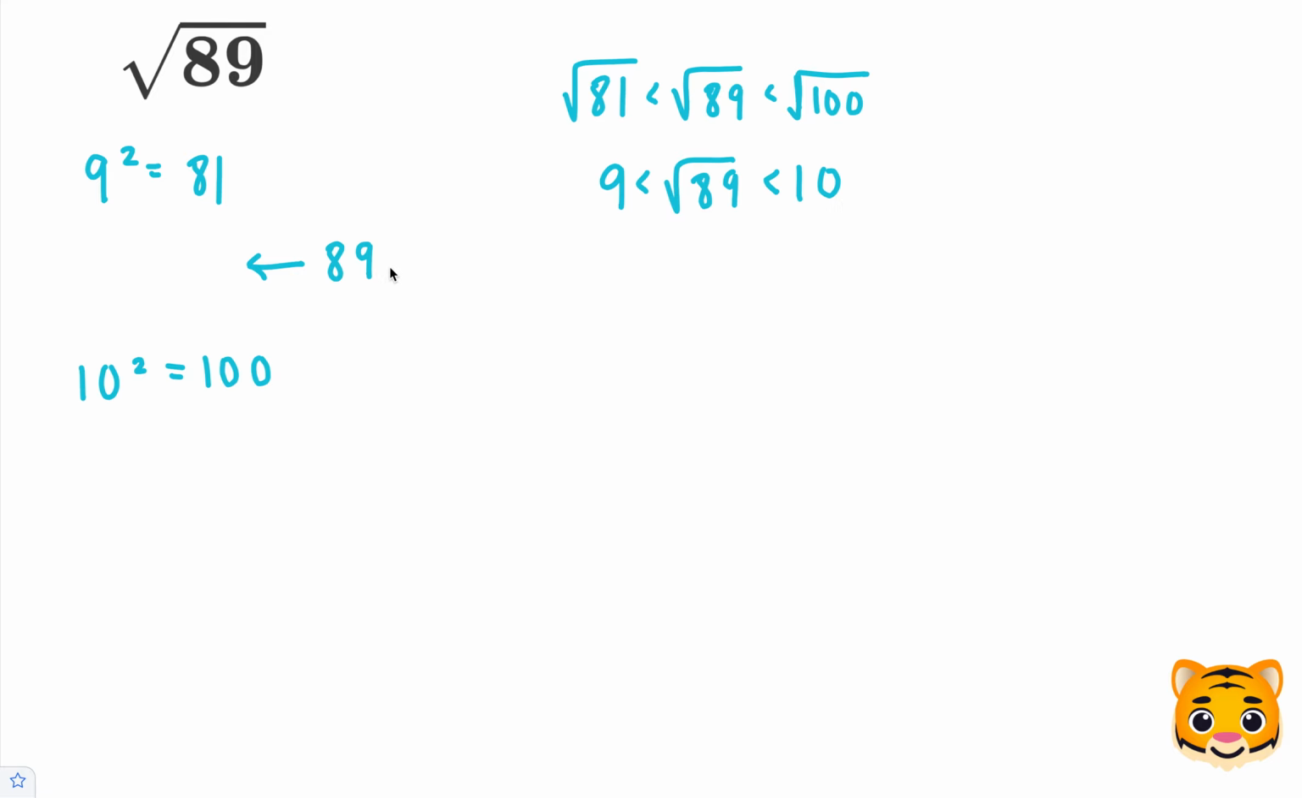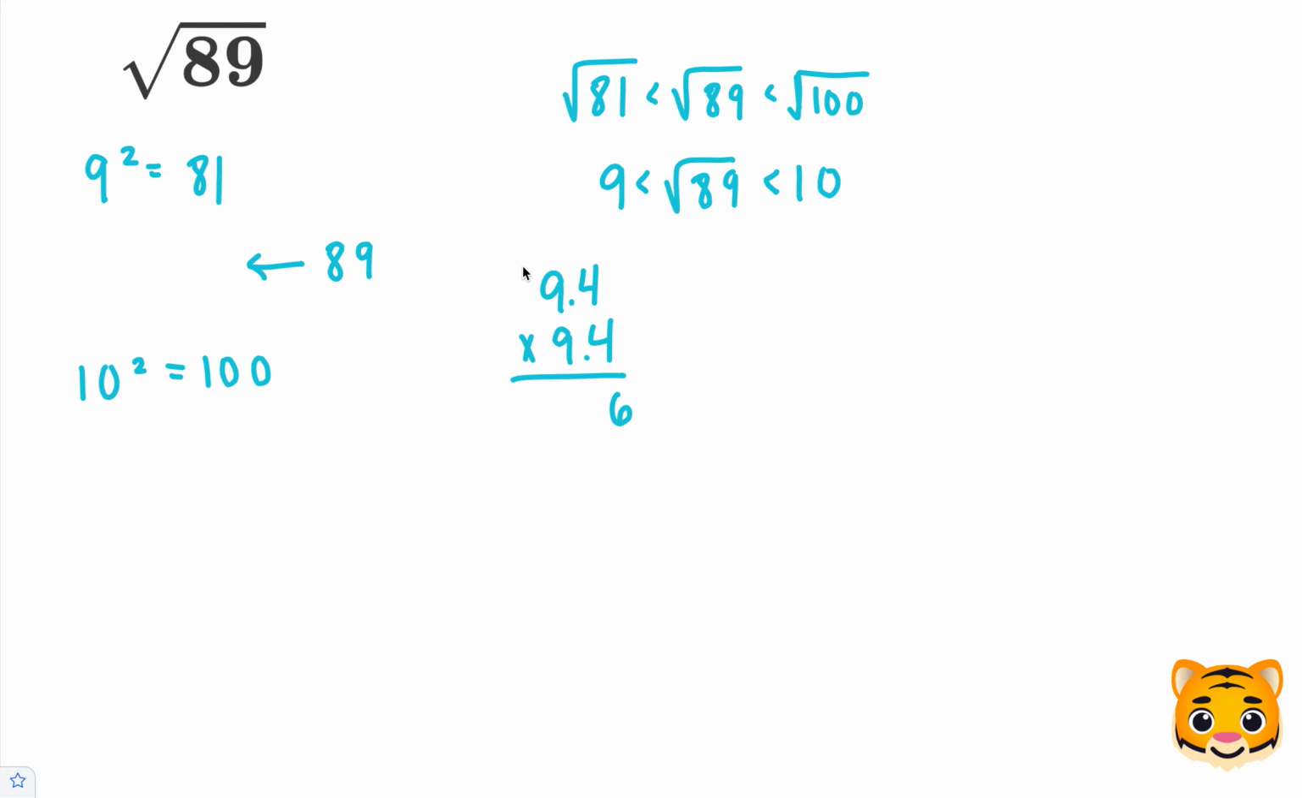However, 89 is closer to 81 than it is to 100, so the square root of 89 will be a little bit closer to 9 than it is to 10. So let's use this information to find a tenths place decimal between 9 and 10 that multiplies with itself to give us about 89. Let's try 9.4.